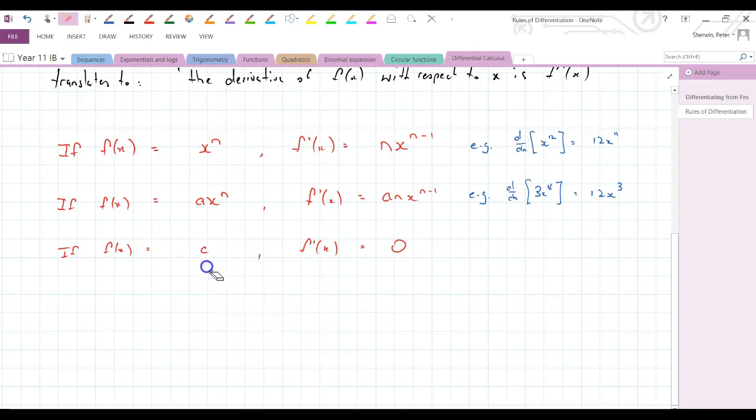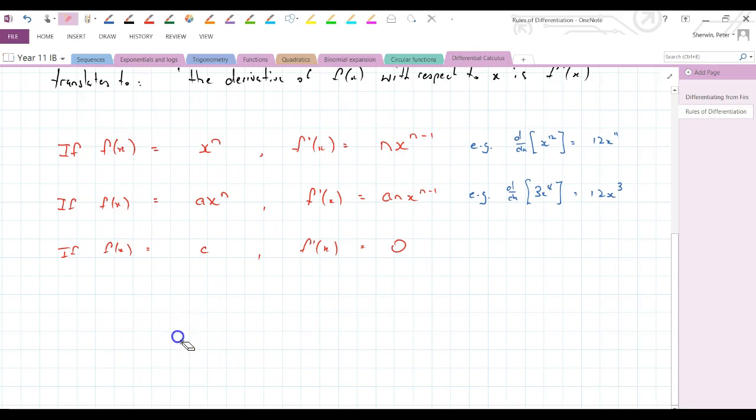Makes sense. Let's think about it. If we're looking at a function of x equal to a constant, what is that? That's a straight line, isn't it? So f of x equals 2, say, is a horizontal line going through 2. What's the gradient of that line? Gradient is 0, isn't it? And remember, f dash x is the gradient function. That's what we're getting. We're getting the gradient.